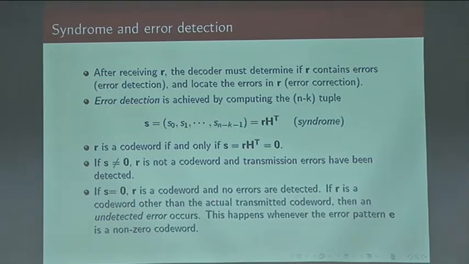If the syndrome is 0, we know R is a code word. We haven't detected any errors. That doesn't necessarily mean that no errors occurred. We could have had the situation where the error pattern just by chance changed one code word to another code word. And then that would still give you a 0 syndrome.